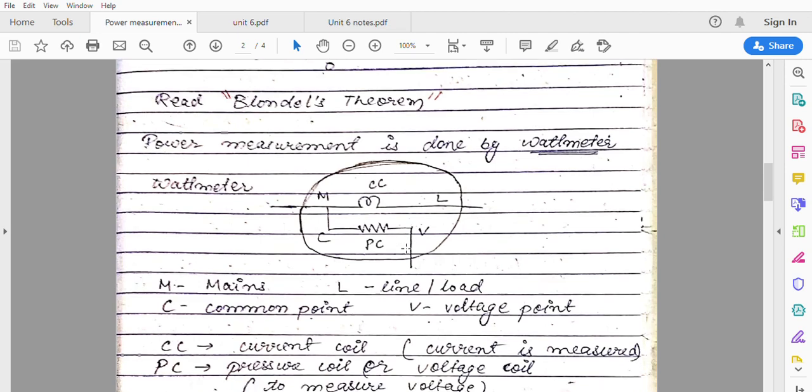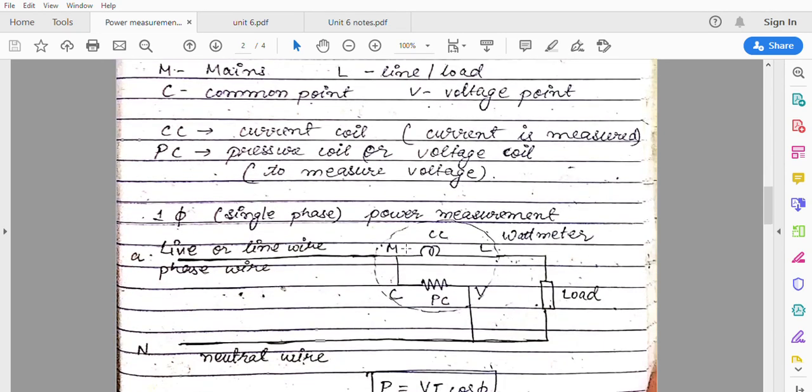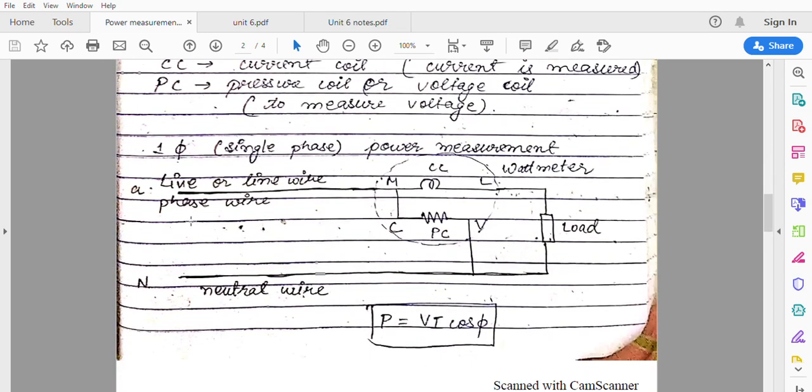Now let us see how it is connected to a load. For a single phase system, we have a live wire, line wire, or a phase wire. If we have 3 phase, suppose ABC or RYB, then any one of those phases and a neutral wire. In a star connection we have neutral also. So any one of those phases and the neutral wire will make a single phase connection. That one phase wire and one neutral wire are connected to the load over here. This load is, suppose, any fan or tube light at your home.